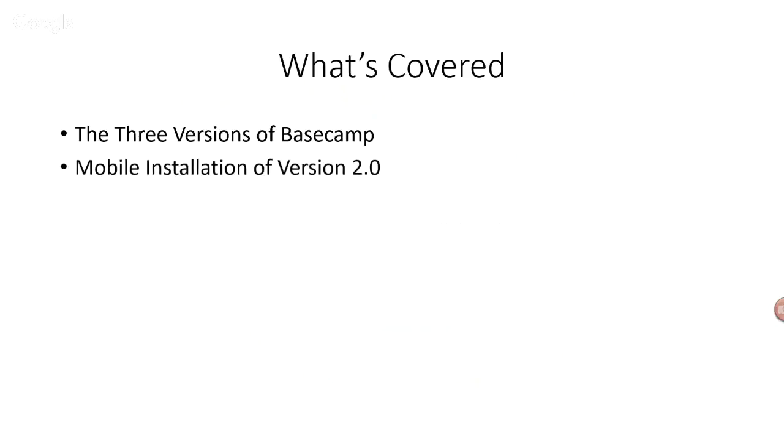So, what's covered in the course? We're going to cover the three versions of Basecamp. There are three different versions, and you want to think about which one you want to get. We're going to show you how to install the mobile version of 2.0. In fact, what the course covers is Basecamp 2.0. Basecamp 3.0 is right at that level of cost where if you're not necessarily using everything, you may want to move up to that. So we chose to cover Basecamp 2.0.